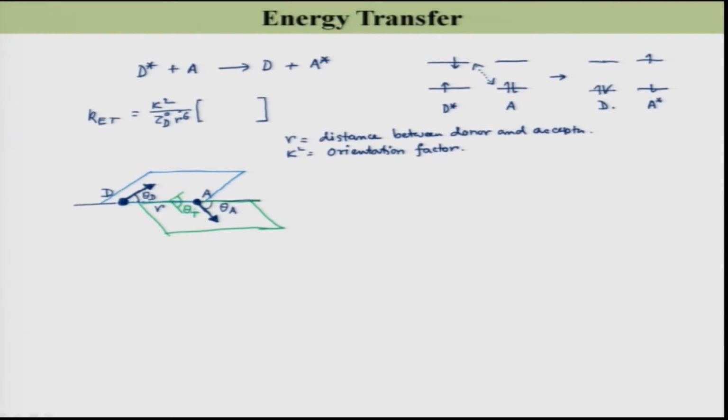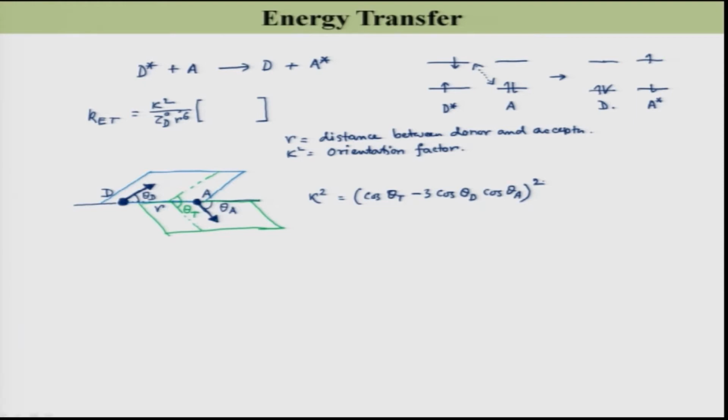So, this kappa square actually depends on these 3 theta values in this form: kappa square equals cosine theta T minus 3 cosine theta D into cosine theta A, whole squared. So, this is my expression for kappa square.